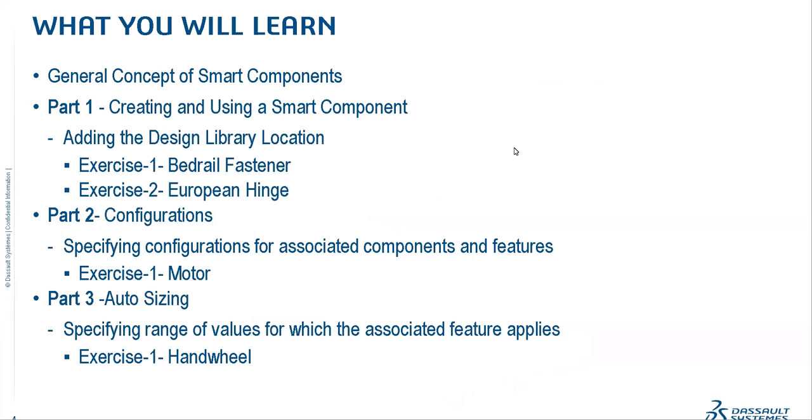In part two, we're going to look at how you can take advantage of configurations that you've defined within your smart component so that when you use that smart component, you can select a particular configuration and have the associated features and associated components update with it. And then part three, we're going to look at auto sizing and basically specify a range of values for which an associated feature applies.